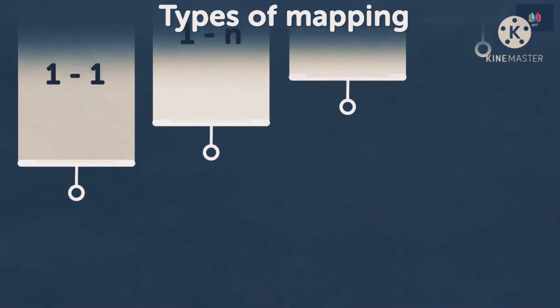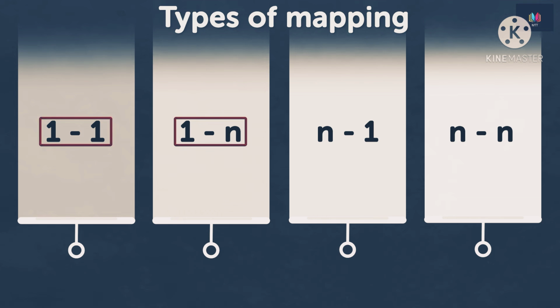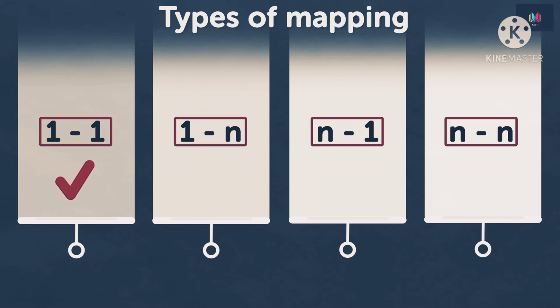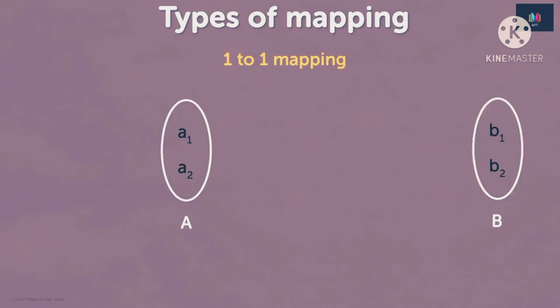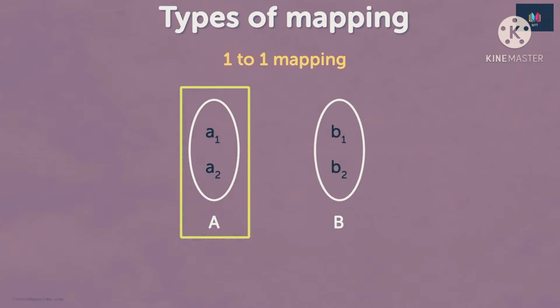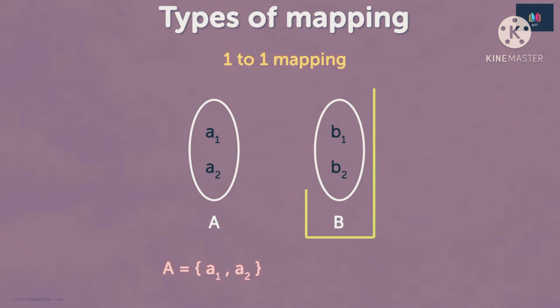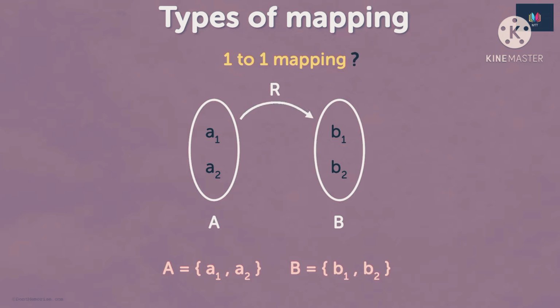There are 4 different types of mapping: one-to-one, one-to-many, many-to-one, and many-to-many. Let's look at the first type of mapping, which is the one-to-one mapping. We have set A and set B. Set A has elements A1 and A2. Set B has elements B1 and B2. Now, when can we say that the relation from set A to set B has a one-to-one mapping? We can say that when each element in the range is an image of exactly one element in the domain.